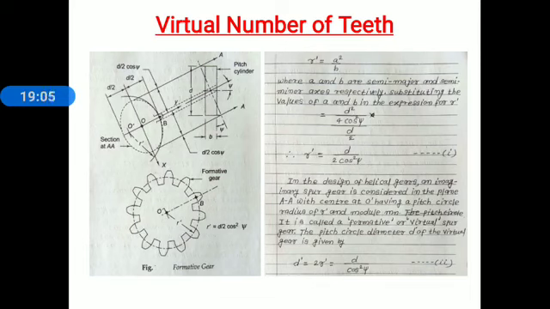Once again I will repeat this thing. The pitch cylinder of the helical gear is cut by the plane AA, and that plane is perpendicular to the tooth element. The intersection of that plane AA and the pitch cylinder produces an ellipse, shown by the dotted line. The axes of that ellipse are the semi-major and semi-minor axes, also shown in the sketch. Semi-major axis is d divided by 2 cos psi and semi-minor axis is d by 2.